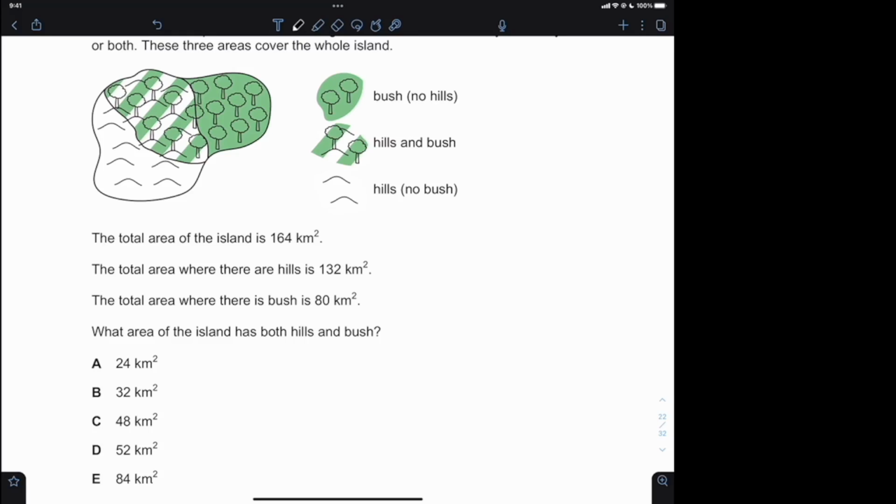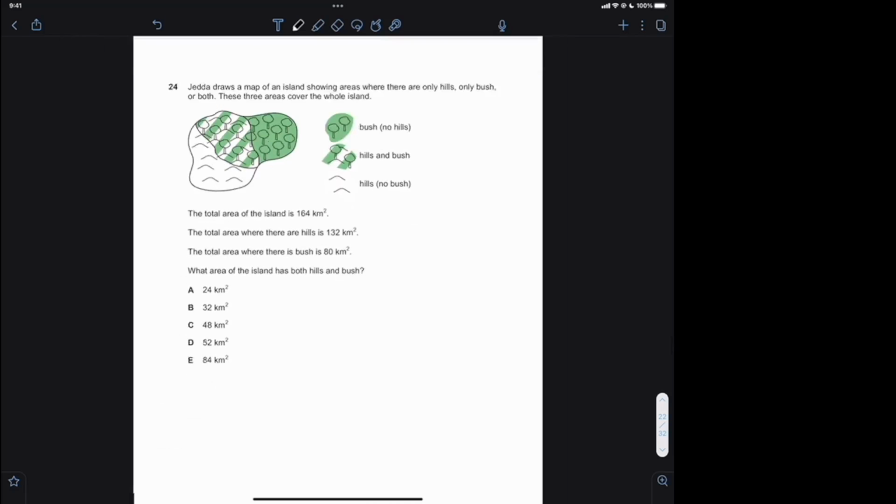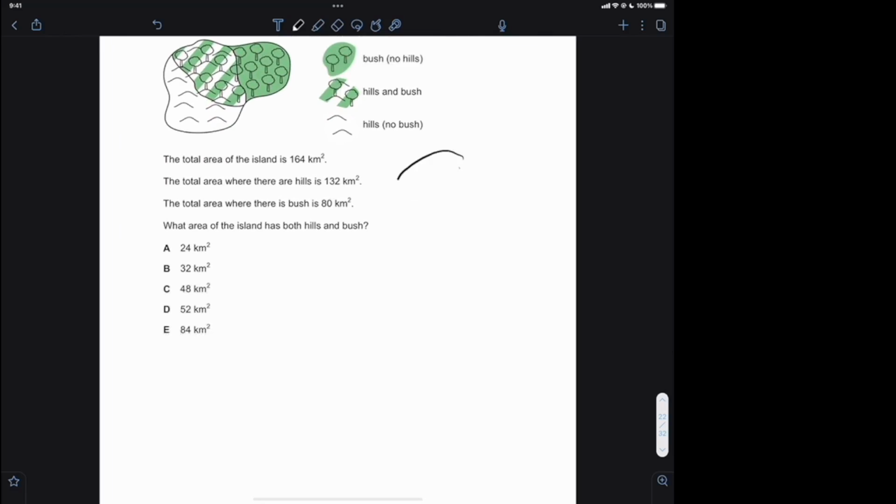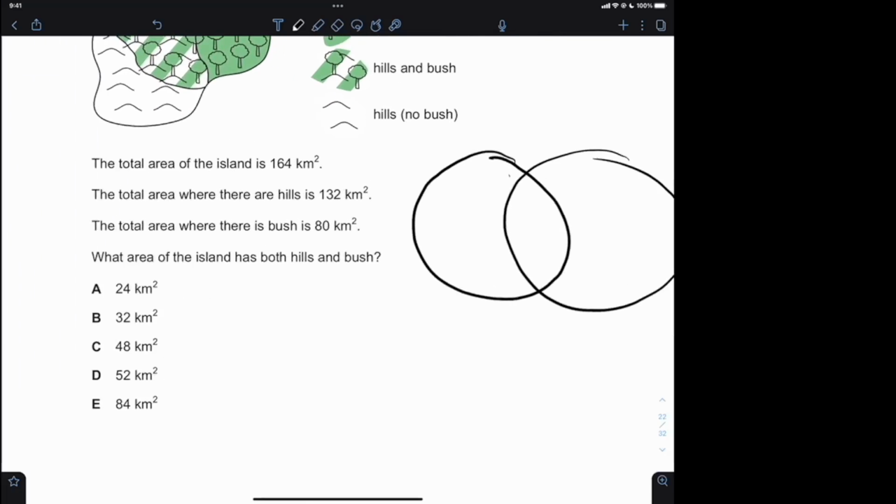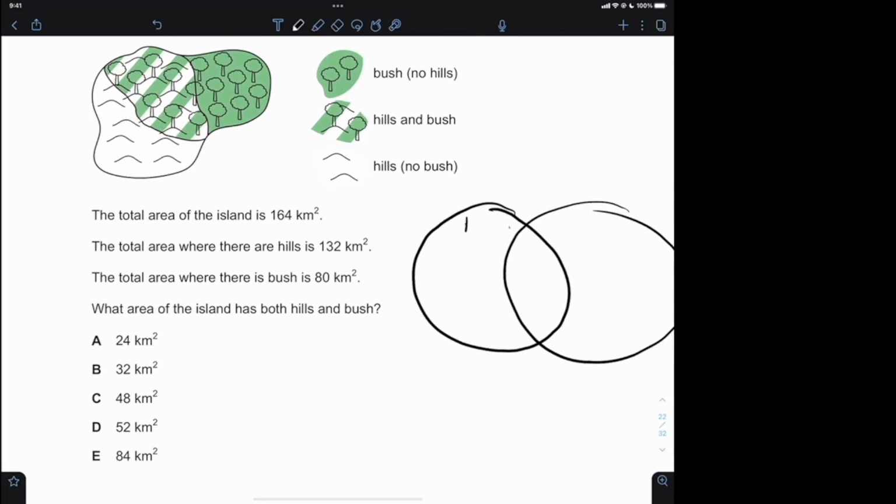What area of the island has both hills and bush? Now, here's the thing: this is a Venn diagram, really. Think about this as a Venn diagram. It's really a Venn diagram with extra steps, right? So this is hills. Let's call this hills. Let's call this bush, right?